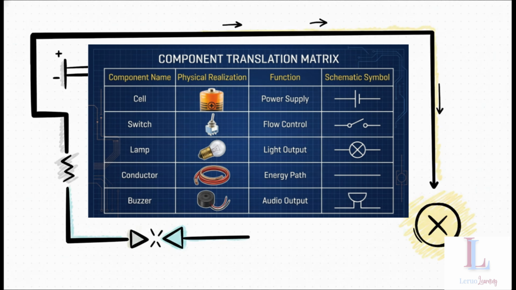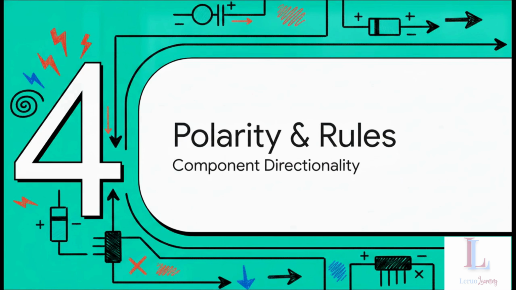And our lamp? It's simply a circle with an X or cross drawn right inside it. Creating a mental map of these symbols allows you to read and sketch any basic schematic in the world. Moving right along to Section 4, Polarity and Component Rules.